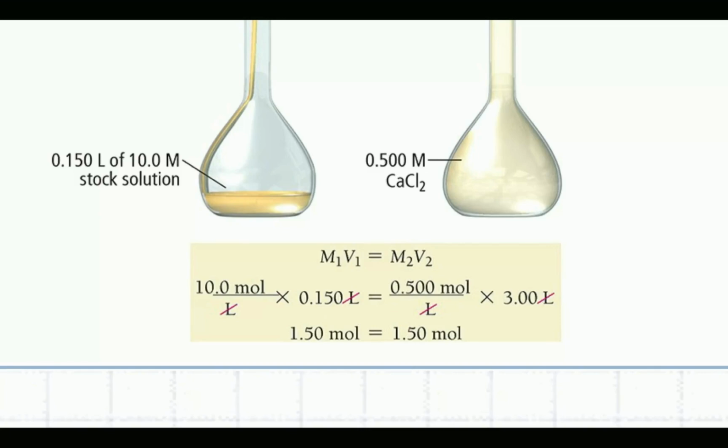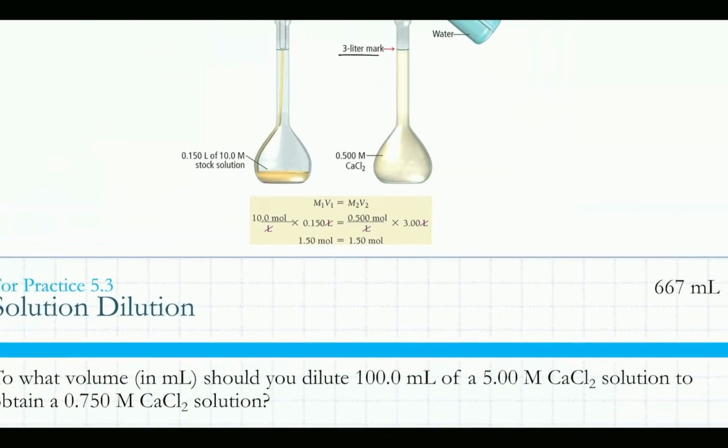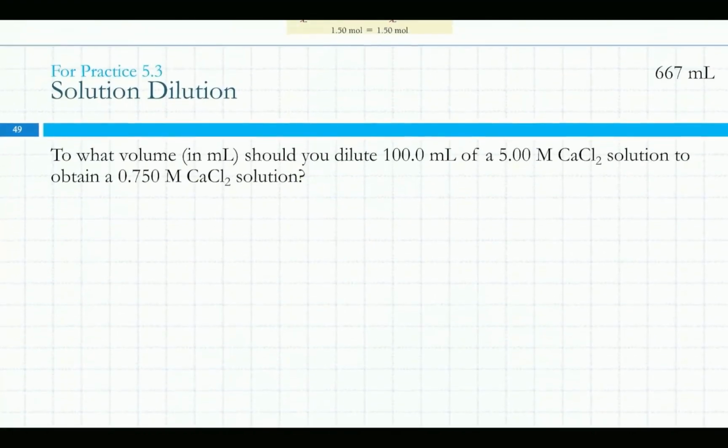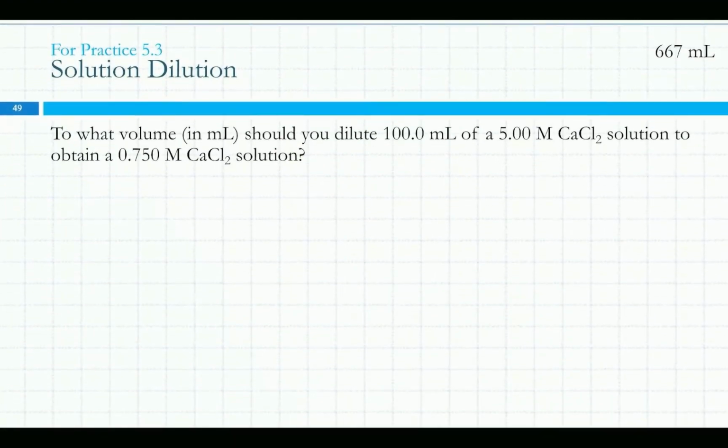I feel like that was about as clear as mud with the numbers already in there. So let's do a calculation. To what volume in milliliters should you dilute 100 milliliters of a 5 molar calcium chloride solution to obtain a 0.75 molar calcium chloride solution? I want to rephrase this so that we're thinking about it in terms of moles, but this question is not asked in that way at all.